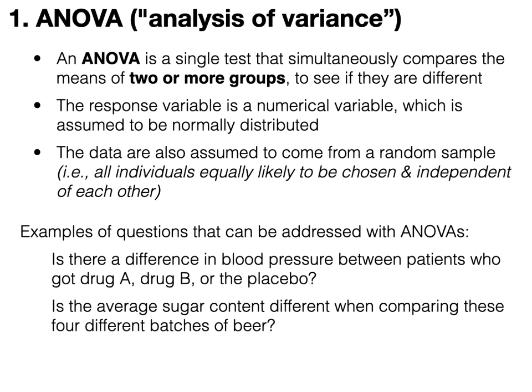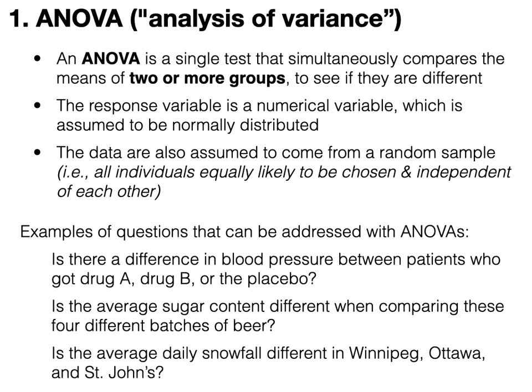Is the average sugar content different when comparing 4 different batches of beer? So I hope you can see we've got this categorical variable, which batch the beer came from, and we've got 4 groups. So we can't use our two-sample t-test, but this is appropriate for an ANOVA. Another example would be, is the average daily snowfall different in Winnipeg, Ottawa, and St. John's, comparing these 3 different cities and our numerical measure of snowfall per day?